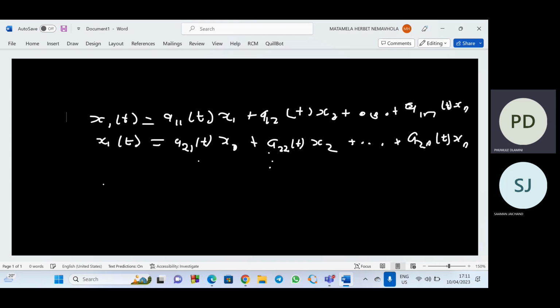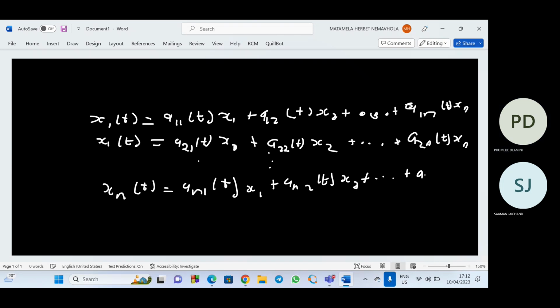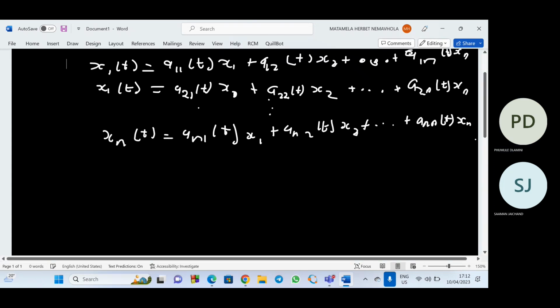So this will go up to xn' of t, which we can say is an1 of t x1, plus an2 of t x2, plus dot, and then plus ann of t xn. So this is the first order linear differential equations.